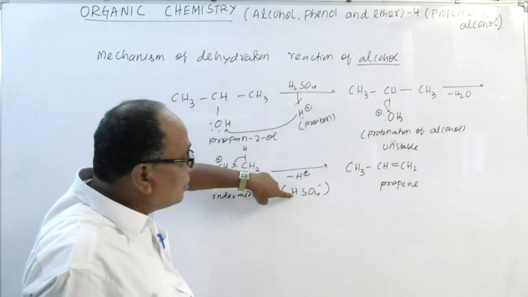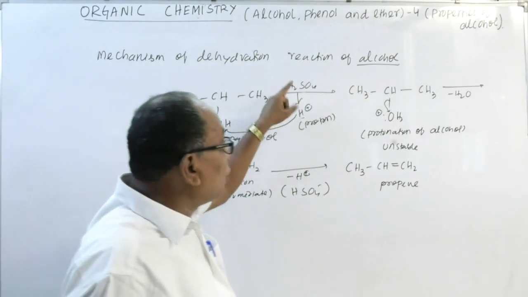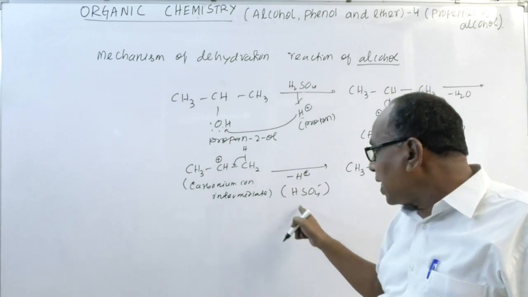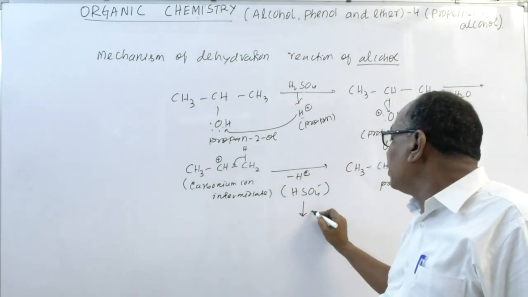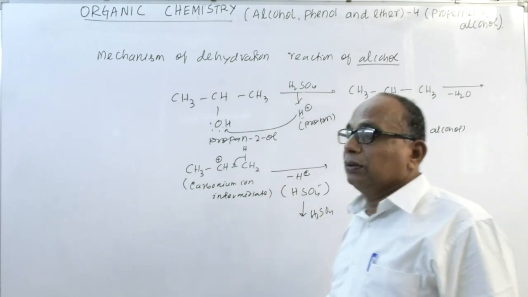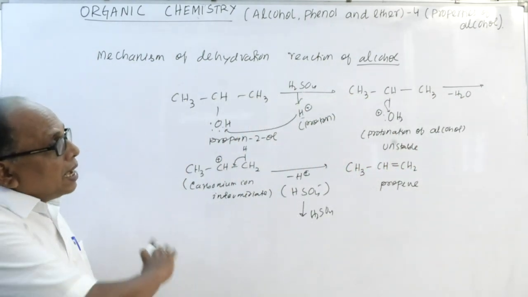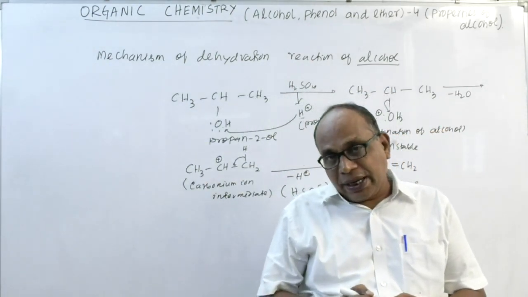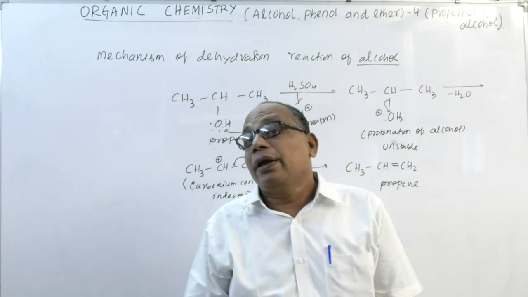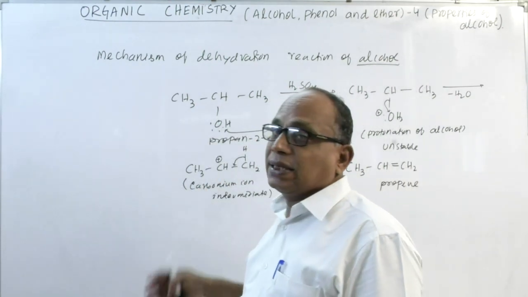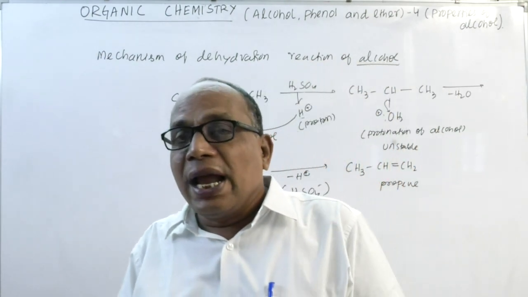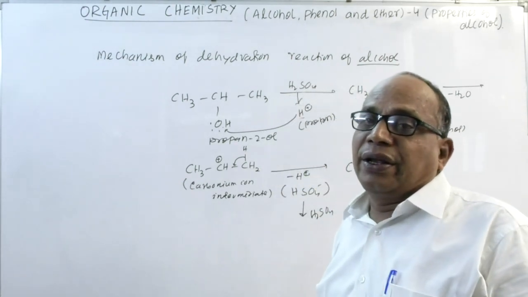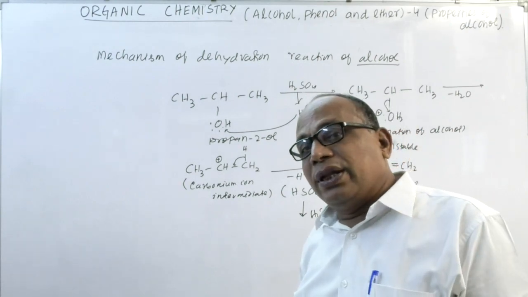This is the conjugate base of the sulfuric acid, and now this one can try to eliminate a proton. It becomes H2SO4. And this is the mechanism of the dehydration of alcohol to form the corresponding alkene. So the dehydration of alcohol generally takes place in the presence of an acid catalyst, and the rate of dehydration of alcohol is what? Tertiary is more than secondary, which is more than primary.